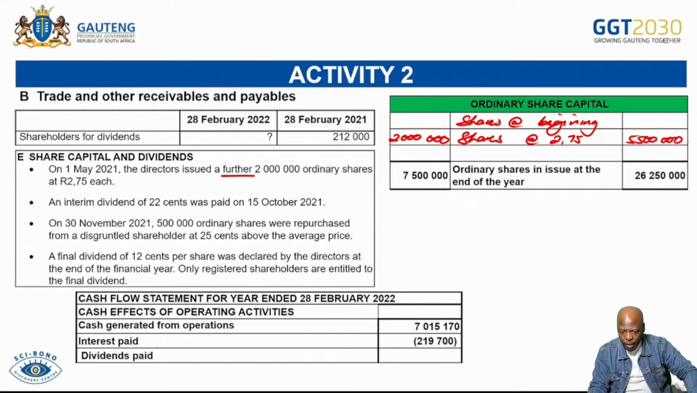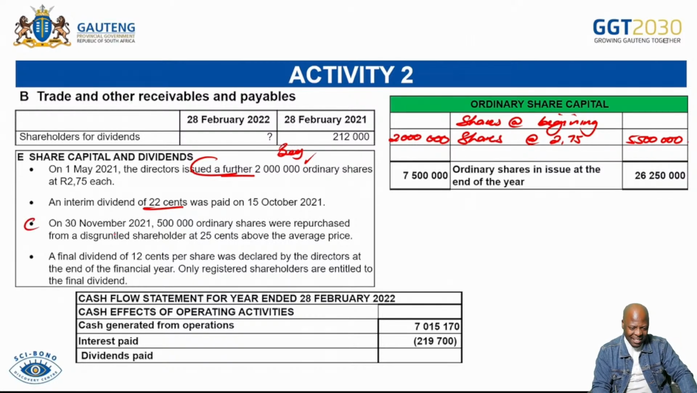Can I go on? Then, an interim dividend is paid. So that means my interim dividend is being given to the shares at the beginning plus the further 2 million. You get that one now. So we need to know how many shares there were at the beginning, because we are giving the interim dividends to the shares that we had at the beginning plus the further 2 million. Can I go on? Okay.